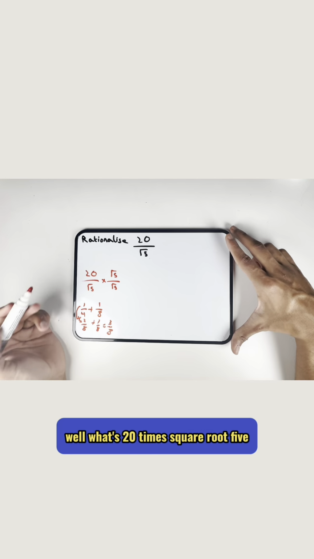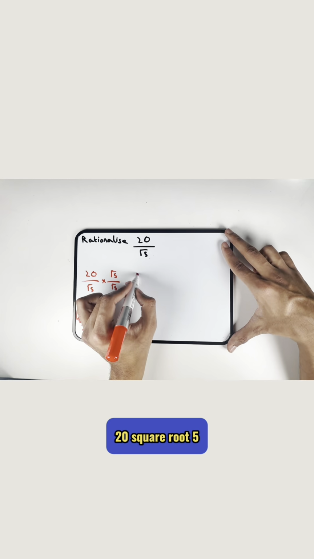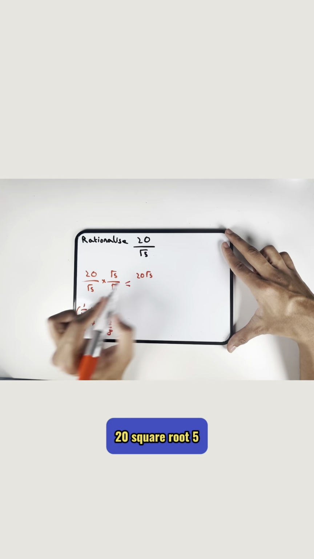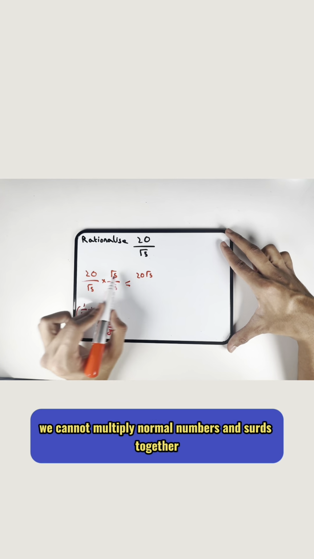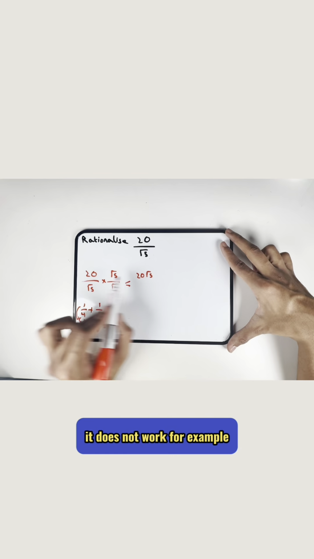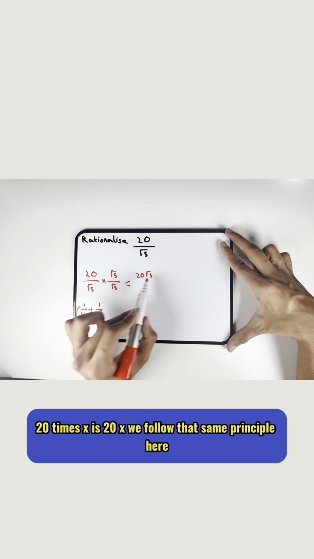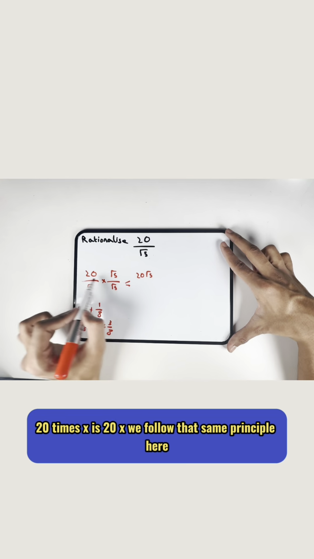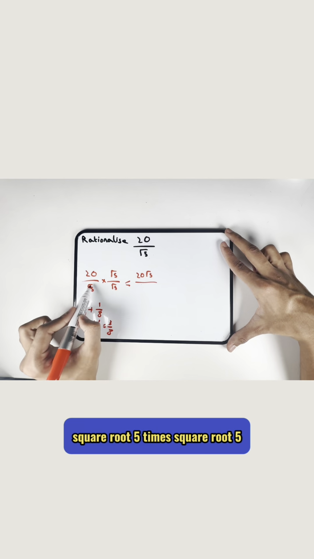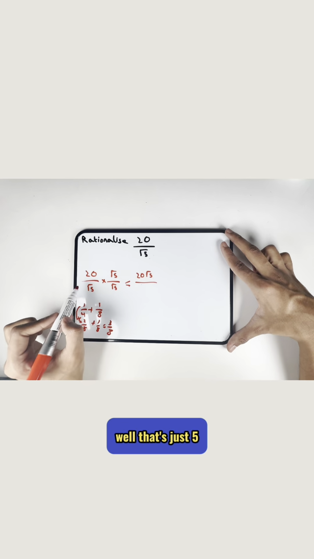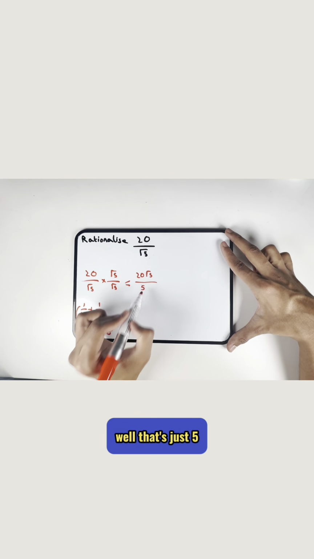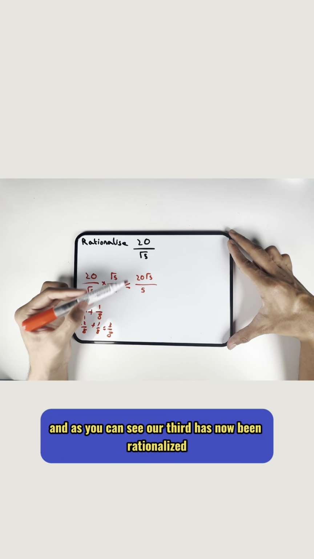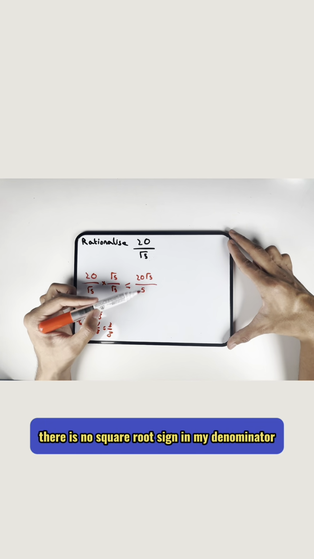Well, what's 20 times square root 5? 20 square root 5. We cannot multiply normal numbers and surds together. It does not work. For example, 20 times x is 20x. We follow that same principle here. Square root 5 times square root 5, well, that's just 5. And as you can see, our surd has now been rationalized. There is no square root sign in my denominator.